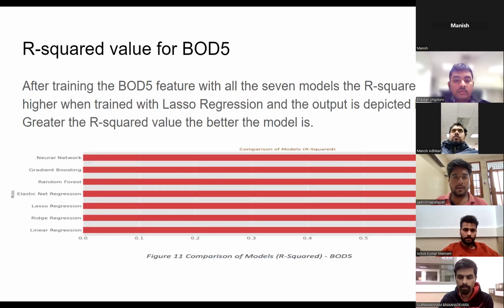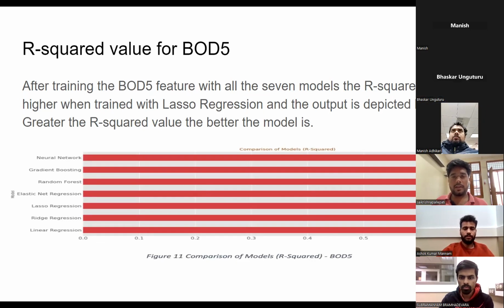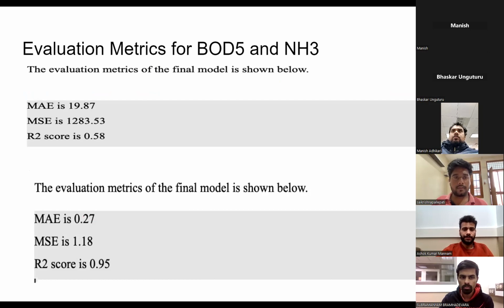Similarly, for the BOD5, after training with all the different models, we could see that the lasso regression model performed well and got the highest R squared value in the case of BOD5. And as told earlier by my teammate Manish, the BOD5 has considerably more missing data than other features, and SO4 has the highest of that. So in the case of BOD, we got that lasso regression has the highest R squared value. Could you move to the next slide?